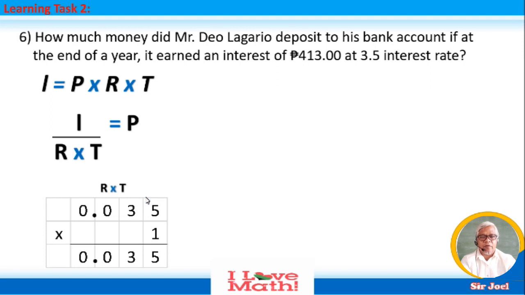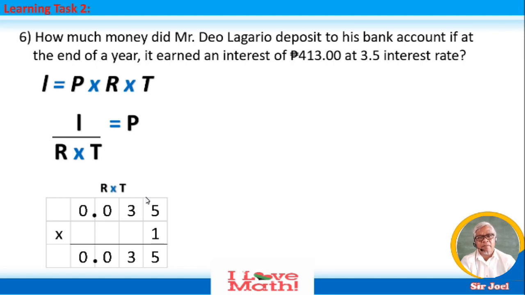So, that is 0.035 times 1. Saan galing yung 0.035? If you look at the problem, ang sabi doon ay 3.5 interest rate. So, ibig sabihin, meron kang 3.5% given. From there, imumove mo yung decimal point 2 places to the left. Kaya from 3.5, magiging 0.035. Saan naman galing yung 1?